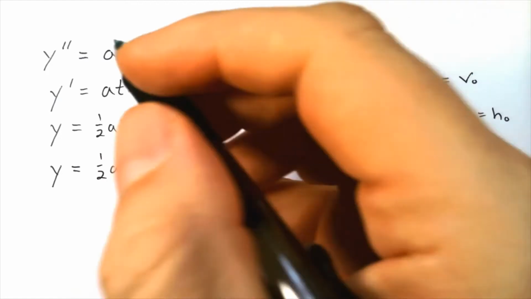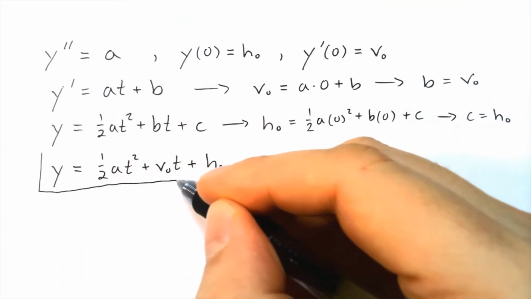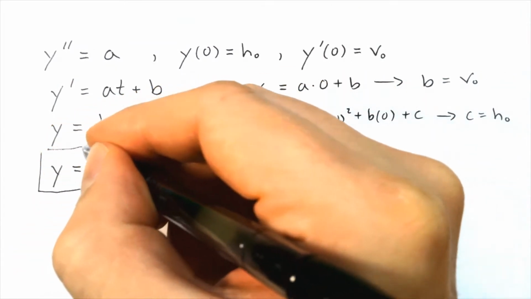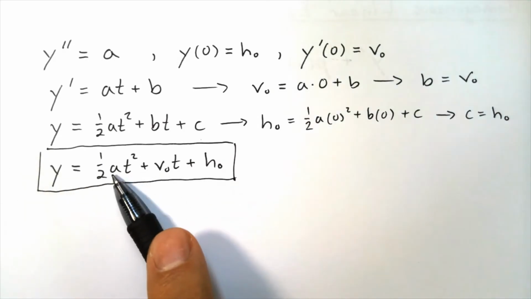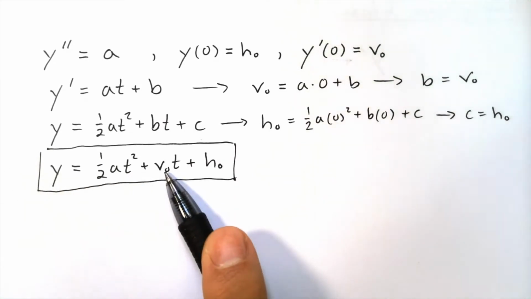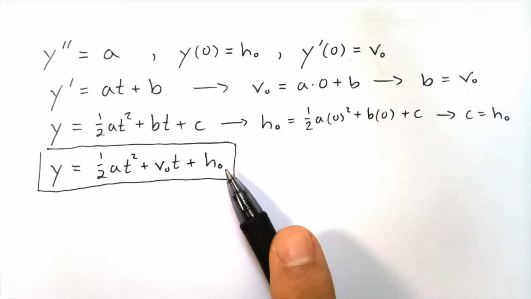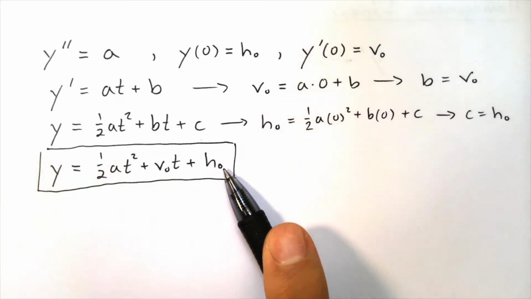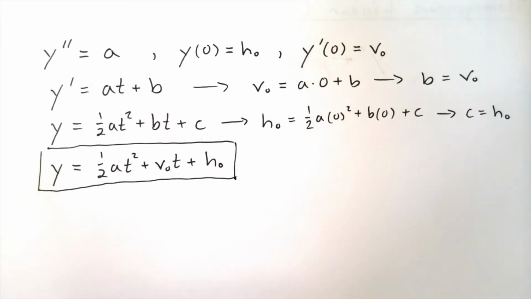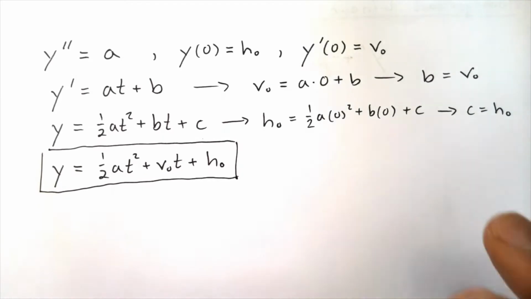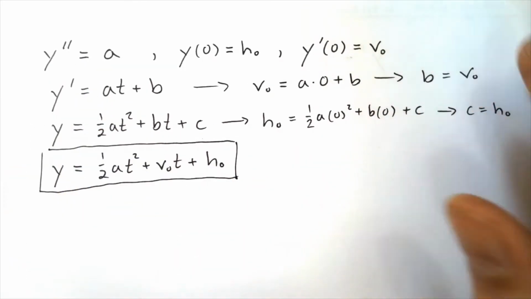And this, if you're familiar with basic physics, this should look very familiar to you. This is exactly the formula we use to describe the height of a falling object that is undergoing acceleration a with initial velocity v0 and at initial height h0. And so this is exactly the thing that governs the motion of falling objects. And so that's a pretty cool application of differential equations.